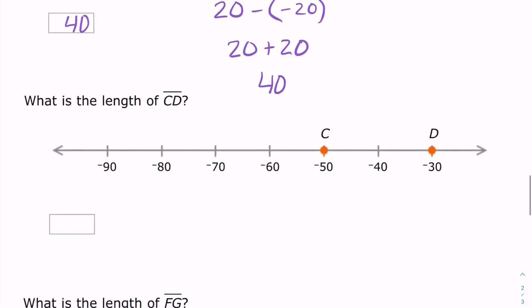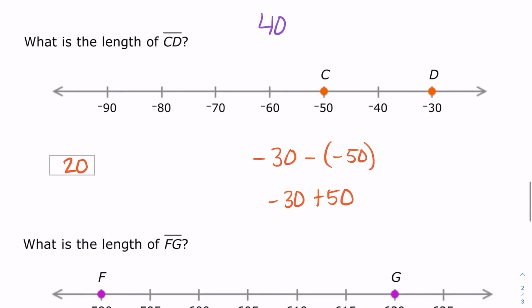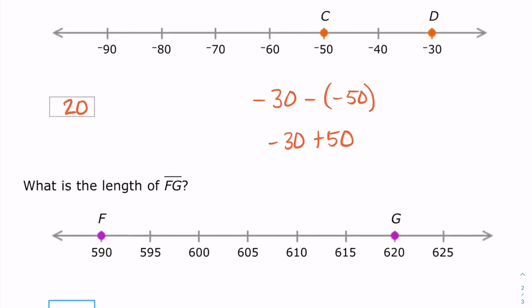All right, this next one, this one's tricky. We're going to go 10 units and then 10 more units. So that is a total of 20 units. Or if we do the math out, we take negative 30. Again, we're always taking our greater one, and we're taking away our lesser one. So negative 30 take away negative 50 is the same as negative 30 plus 50. So 50 take away 30. If I have $50, I owe 30, I give 30 away. I only have 20 left.